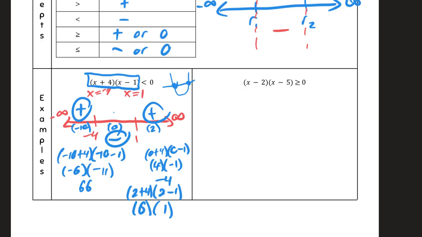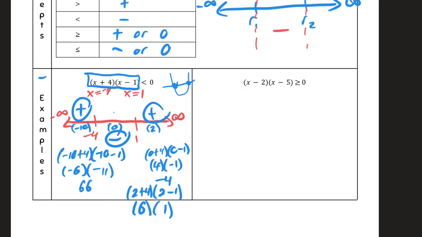But then the last part of it is, now that I have a sign chart, I need to answer the question that was asked. I'm saying, where is this function less than 0? So which intervals do you want? Less than 0 means negative. So then my answer is negative 4 to 1.